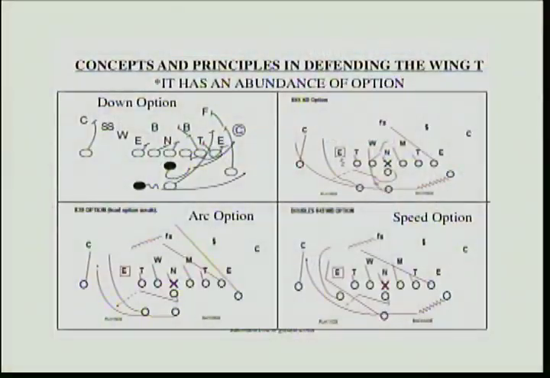We have some trail motion in the upper right-hand corner, some trail motion by the wing, and then we have some dive option with a load scheme by the fullback, upper right. Lower right, we have some arc option, which is actually some speed option with a lead block by the fullback. And then the bottom right is just a speed option. And there's also dive option to the weak side that's not shown. So there's an abundance of option, and if you are not sound in your gap assignments and you're playing man defense, you're going to open yourself up to some option.